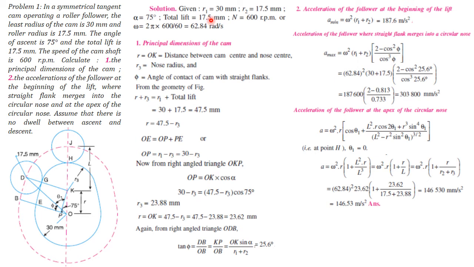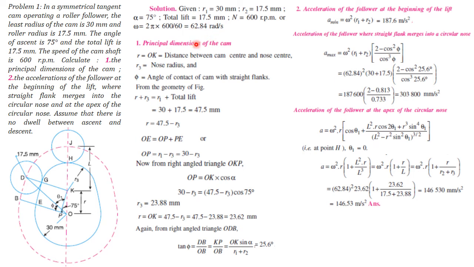So here we have been given R1, that is the base circle radius, and we have been given the total stroke, that is 17.5 mm. The radius of the roller is given to us as 17.5 mm. The angle of turn is given to us as 75 degrees, and the RPM is 600, so omega comes to 2π×600 by 60, that is equal to 62.84 radian per second.